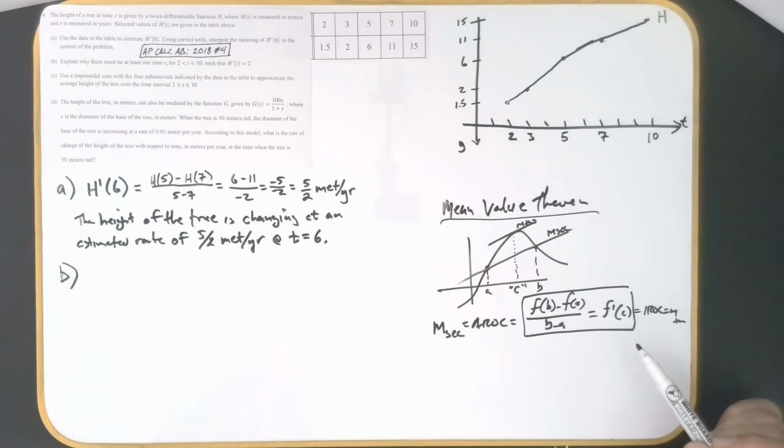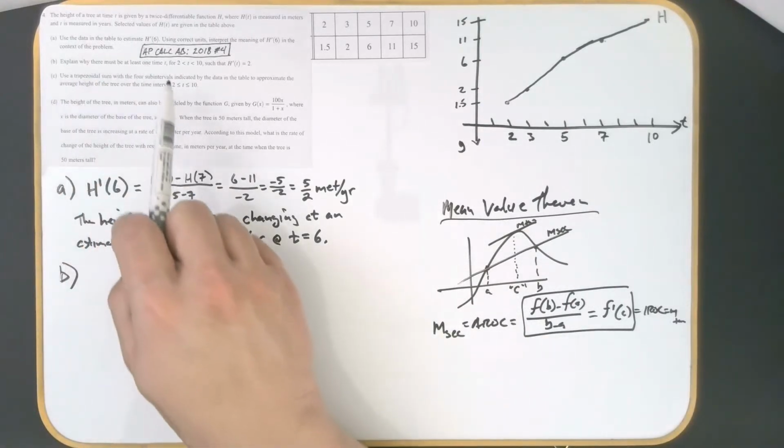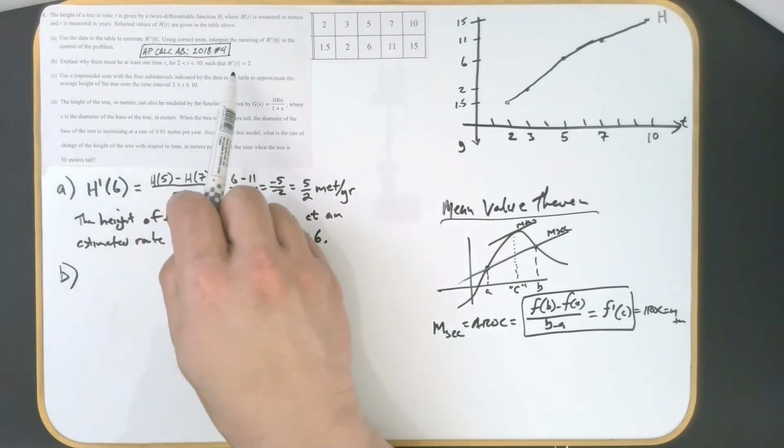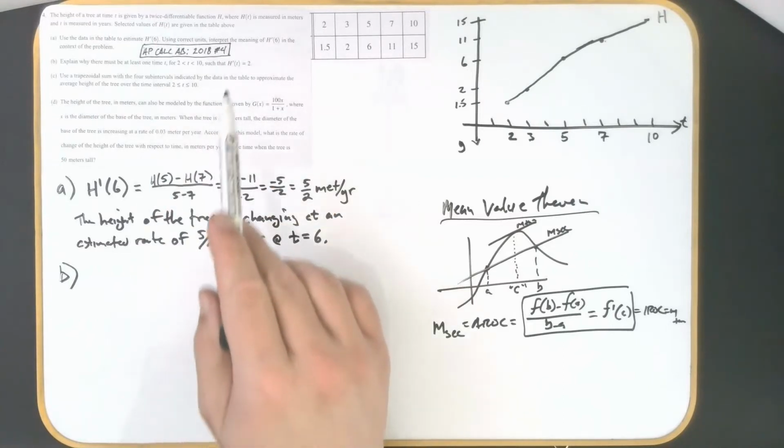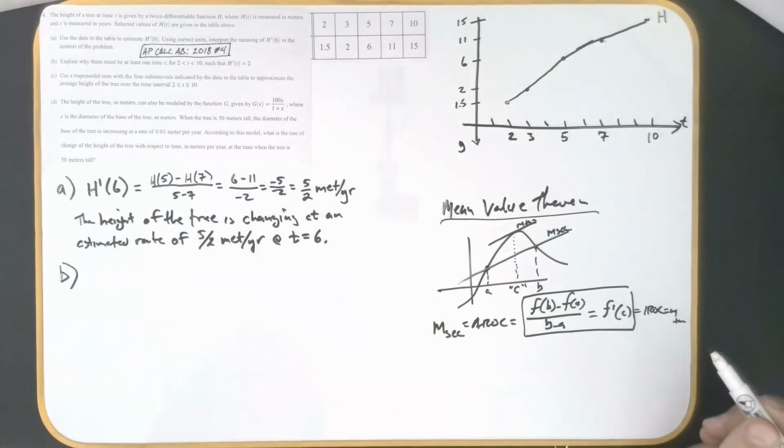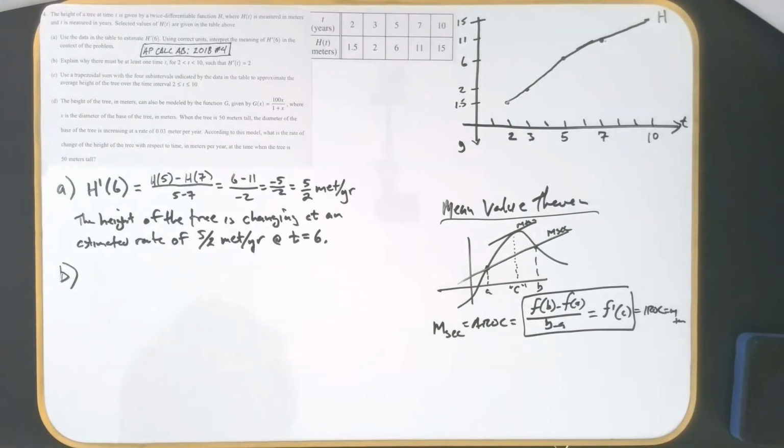That's what it means. So the clue on this question is, it says, explain why there must be a time in 2 to 10 such that the derivative is equal to 2. Well, I'm very suspicious. If they want me to prove this, I'm going to bet that we're going to find that the average rate of change is equal to 2, but we have to find out. So let's see if we can figure out what the average rate of change is over the interval.